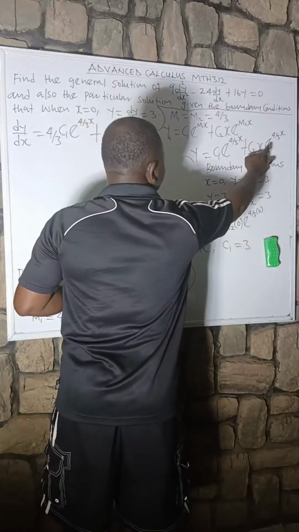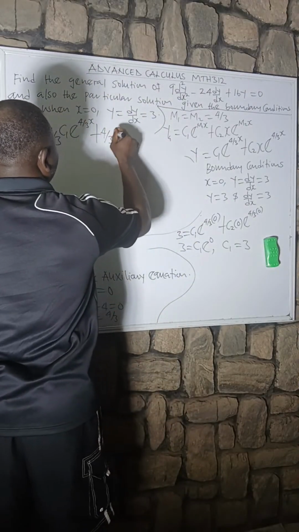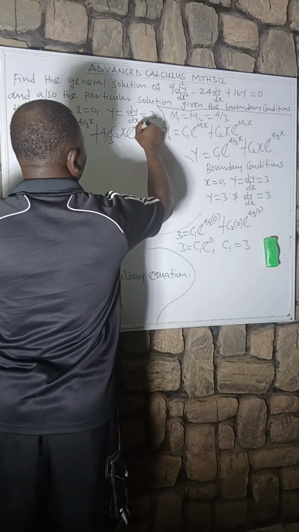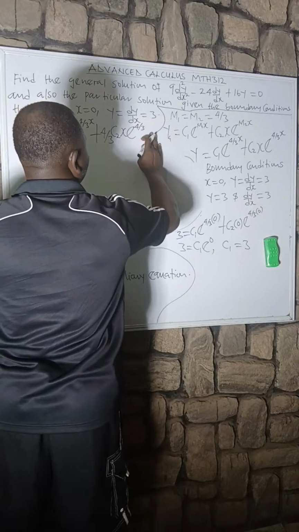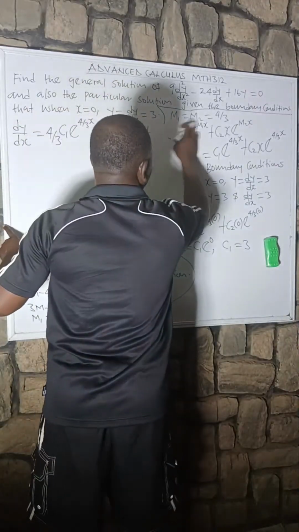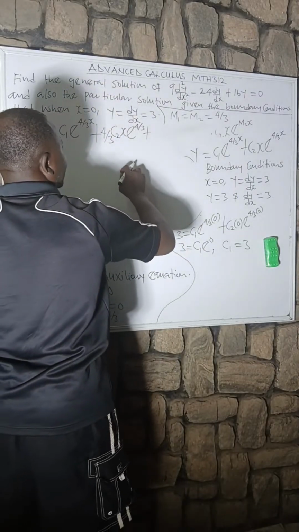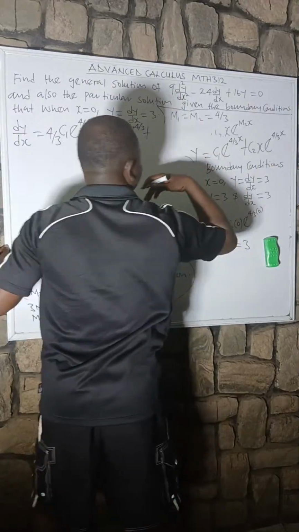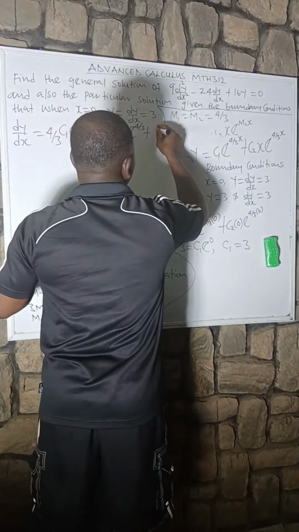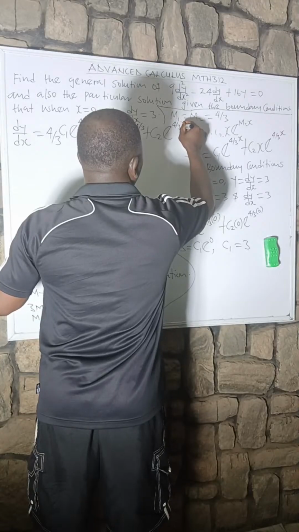So if we hold this constant and differentiate, we are going to have 4 over 3 C2x exponential 4 over 3, then plus, differentiate x, then hold this one constant. If you differentiate x, you are going to have 1, use it to multiply C2 exponential, the same thing, 4 over 3x.